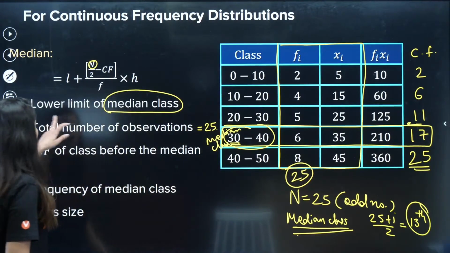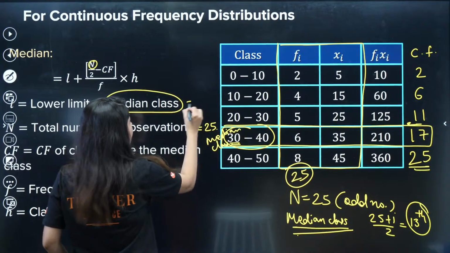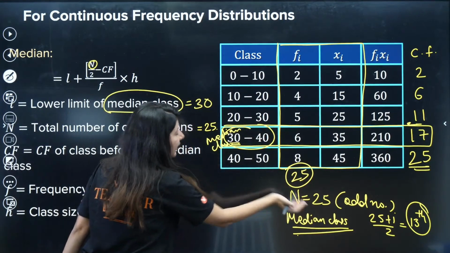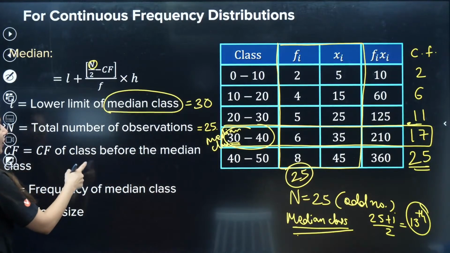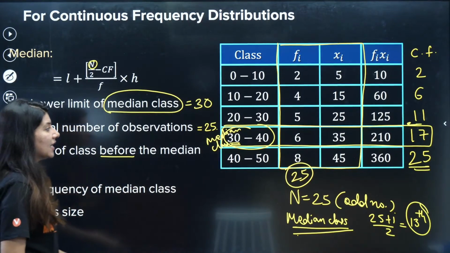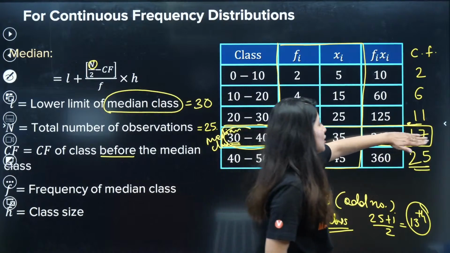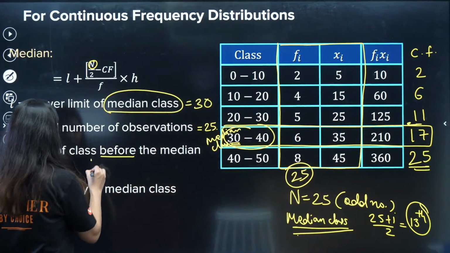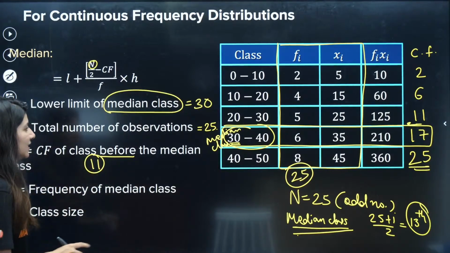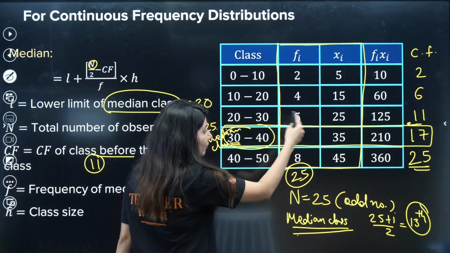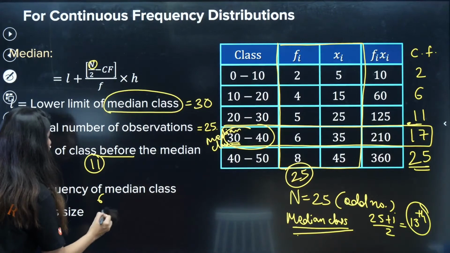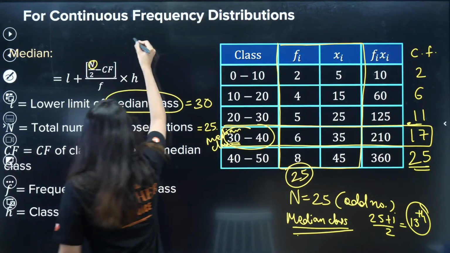So now tell me, the lower limit of the median class is what? 30. The total number of observations we have already calculated, N is equal to 25. Now the cumulative frequency of the class before the median class. This is my median class, so the preceding one, 11, would be the CF. And the frequency of the median class, not cumulative, is 6, and the class size is 10. Now put the values, get the answer.